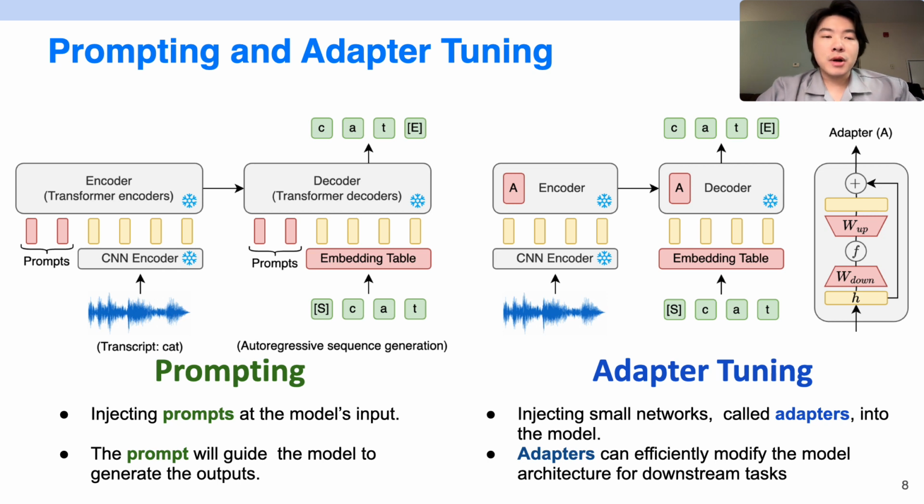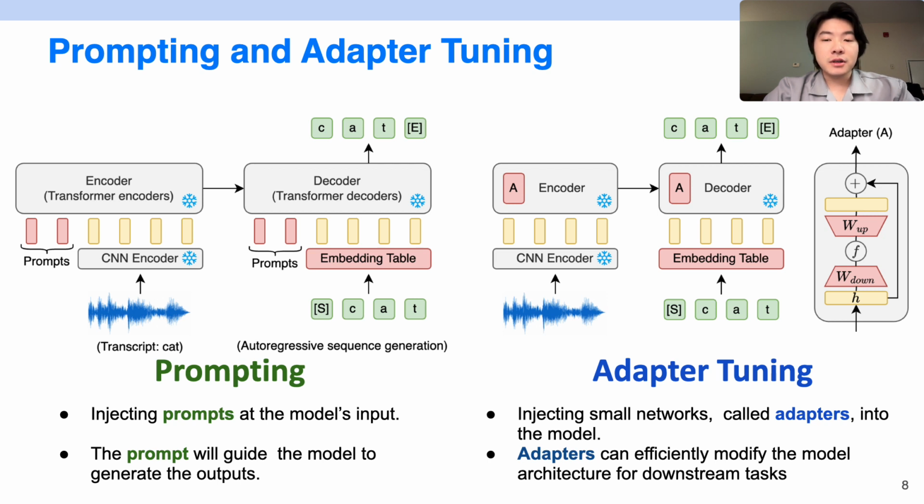Let's first talk about prompting. Prompting inserts some prompts at the input side of the pre-trained model, and this model will generate some output conditioned on this prompt. In other words, the prompts will guide the pre-trained model to generate the target of the downstream task. So this figure shows how we perform prompting on an encoder-decoder speech model, which is Speech2Seq in this paper.